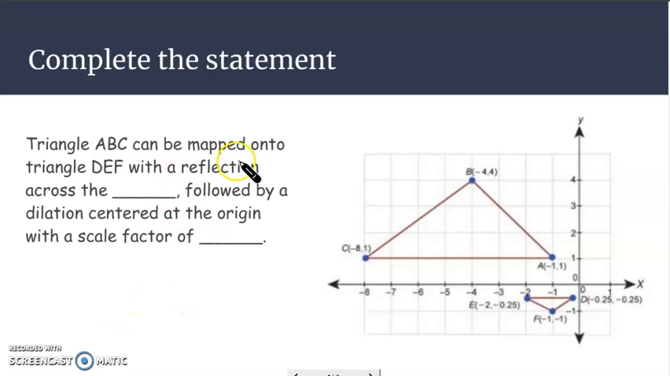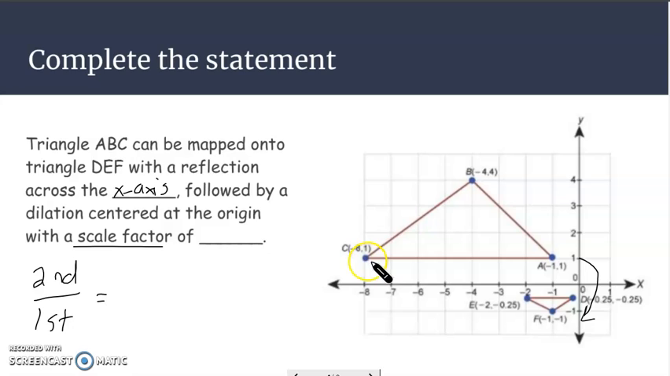It says triangle ABC can be mapped onto triangle DEF with a reflection across blank, followed by a dilation centered at the origin with a scale factor of blank. Okay, so it looks like this has been flipped over across the x-axis, so we know we have that right away. Then we have a dilation that happened. It shrunk down. And in order to figure out scale factor, remember what you can do is, if you have the two objects you're comparing, take a measurement from the second object and divide it by the first object.